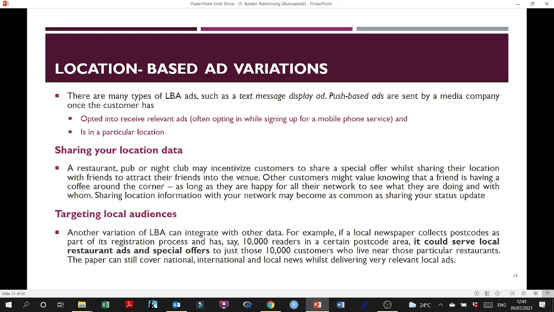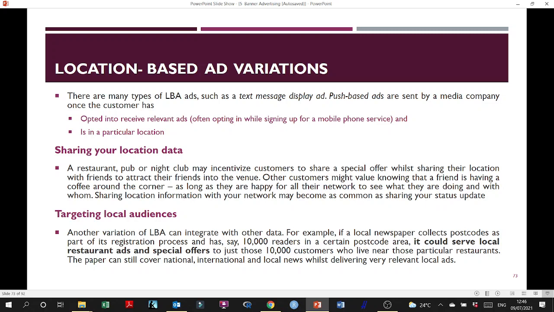People voluntarily are sharing their location on Facebook, for example. Other customers might also value knowing that a friend is having whatever coffee in a certain place. So sharing location nowadays on social media is more of a social norm among a new generation, and it is done voluntarily without any incentive. So this was back in the time where businesses were thinking about giving an incentive or a discount for a free advertising on Facebook. If you're sharing your location on Facebook, then we're gonna give a certain discount for you.